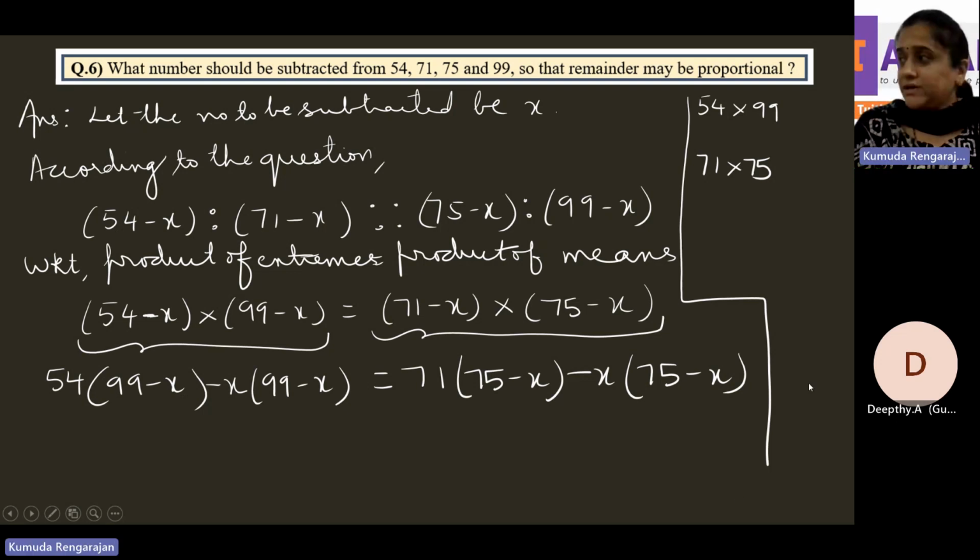All right, now we'll continue. I'll tell you how to proceed. Please stop writing. Now we need to multiply 54 and 99, 54 and minus x. Okay, what is 54 into 99? What's the product?